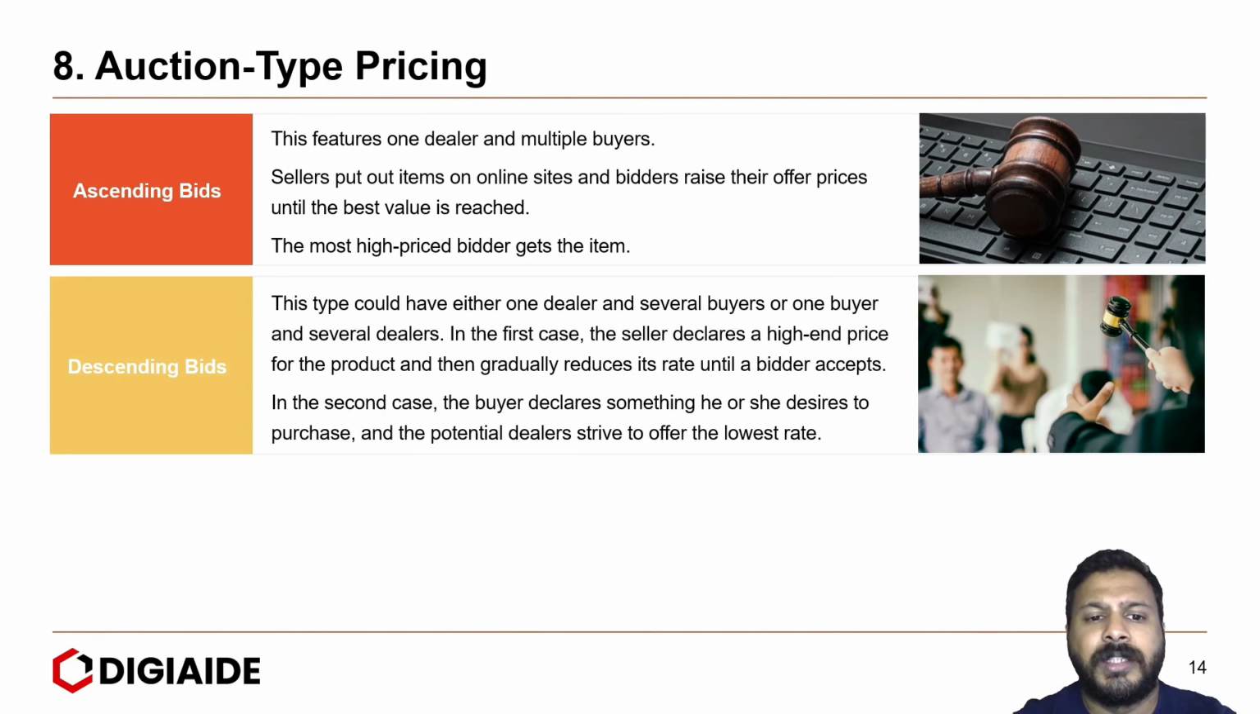Descending bids. This type could have either been one dealer and several buyers or one buyer and several dealers. In the first case, the seller declares a high-end price for the product and then gradually reduces the rate until a bidder accepts. In the second case, the buyer declares something he or she desires to purchase and the potential dealer strives to offer the lowest rate.